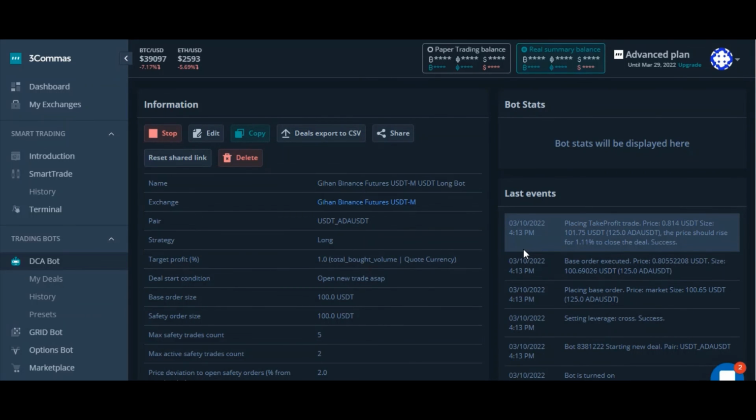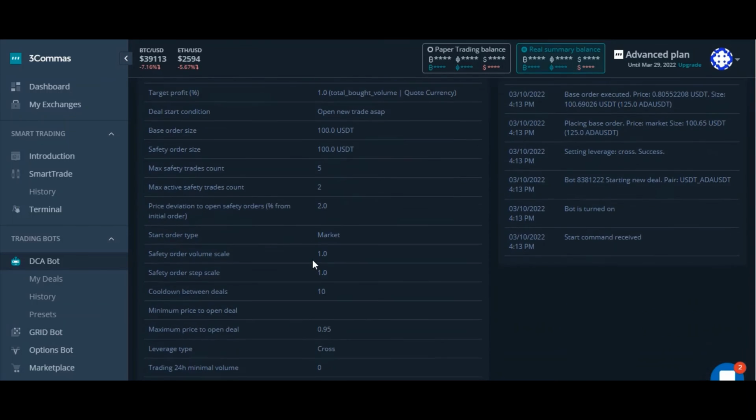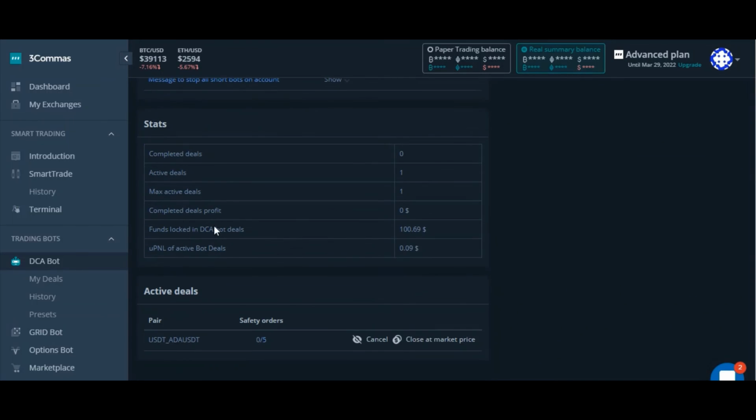This is how you can set up the DCA bot in 3Commas, using 3Commas on the Binance exchange, and there are so many exchanges that support 3Commas. It is the best automated trading system I have ever found. You can try this one out, and if you have any questions, please comment below. I'll try to answer as much as possible as time allows me to.